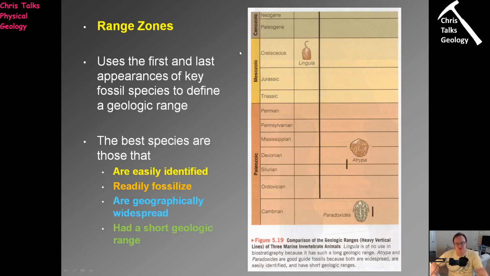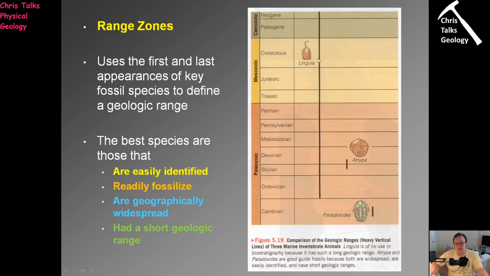So we use these fossils to produce what we refer to as range zones. Here are 3 fossils, and you can see these 2 species were around for only relatively short periods of time. So if we find either of these 2 fossils, brilliant, we can date a rock relatively accurately.